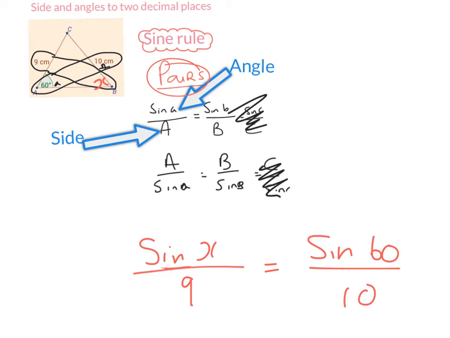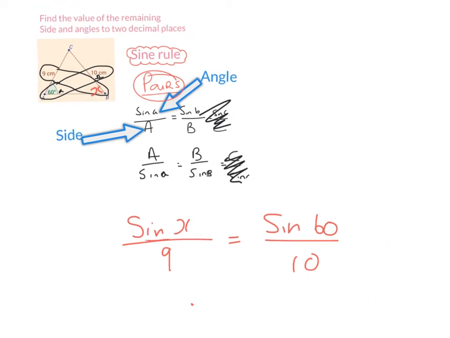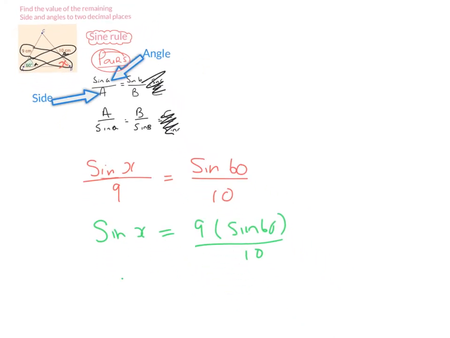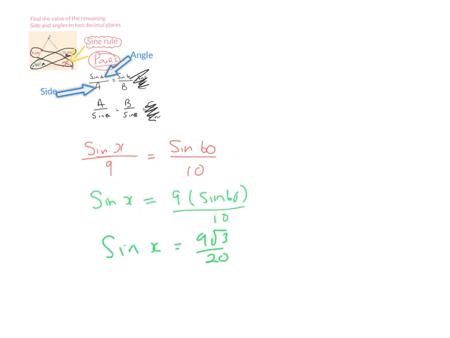So at this point, just make sure your calculator is in degrees. So we could get sine of x is equal to 9 times sine of 60 all over 10. You can type that into your calculator and you might get sine of x equals 9 root 3 over 20. But of course I'm not asked to find sine of x. I want to find this angle in here. So it's sine to the -1 on both sides there.